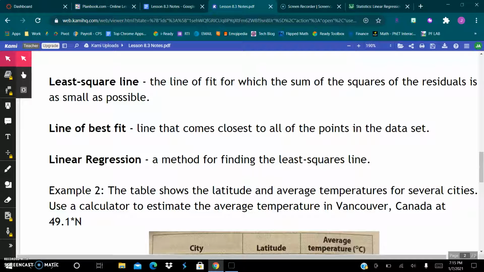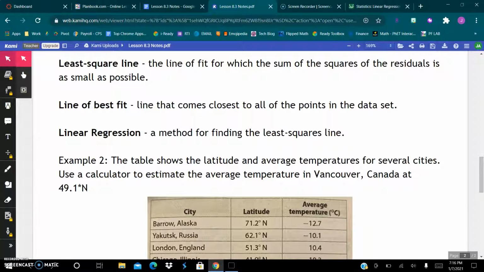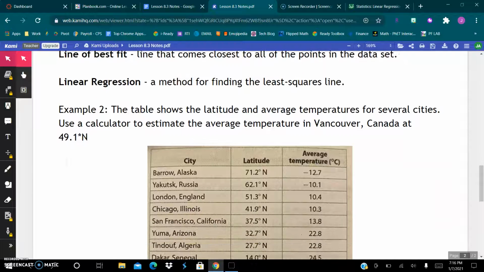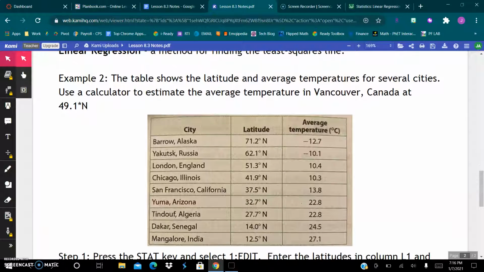The line of best fit is the line that comes closest to all of the points in the data set. And then we have linear regression, which is a method for finding the least squares line. We are going to use the calculator now to find the linear regression. For those of you in class, we are going to use the graphing calculators. And for those of you outside of class that are virtual right now, we are going to use the Desmos linear regression calculator. There will be a link right under the link to the video for the calculator that you need to use.